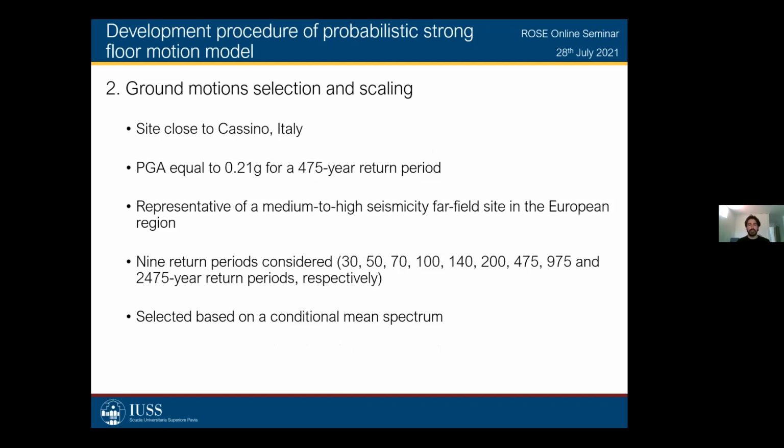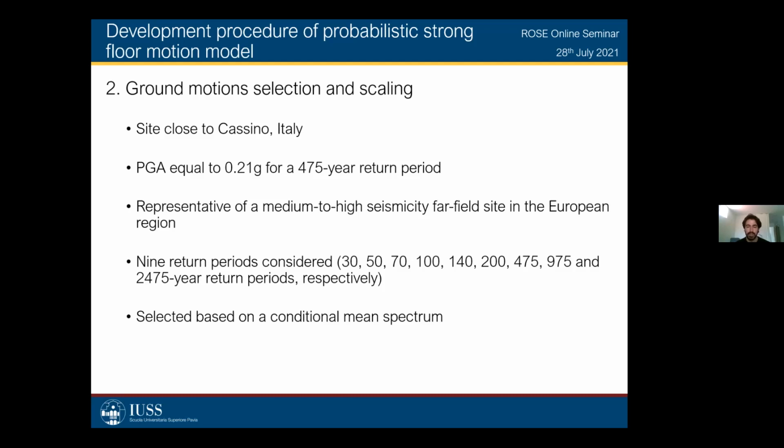Regarding the ground motion selection and scaling, a site close to Cassino, Italy was selected. This site has a PGA equal to 0.21 g for a 10% exceedance in 50 years. That is the same as a 475 year return period. And due to these characteristics, it was selected because it can be considered representative of a medium to high seismicity far field site in the European region. So this is a very important characteristic that this site has.